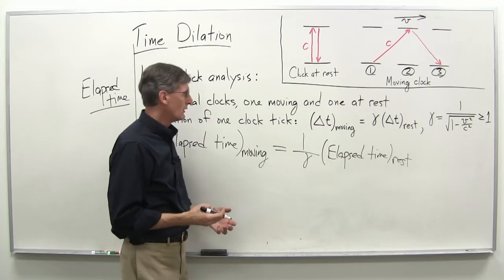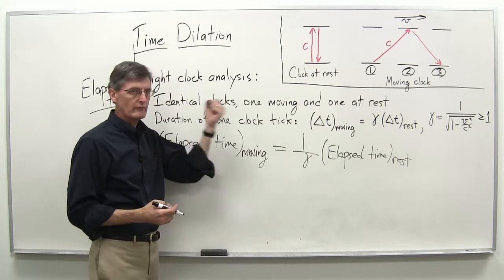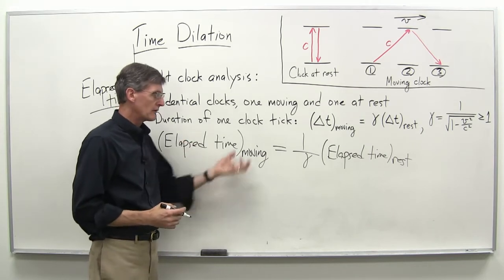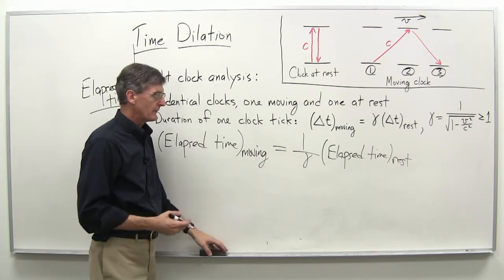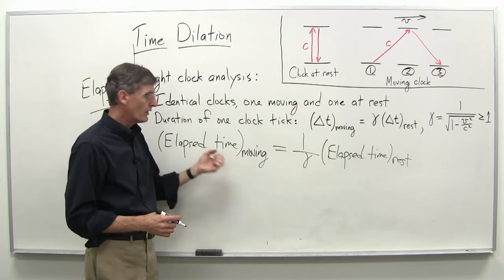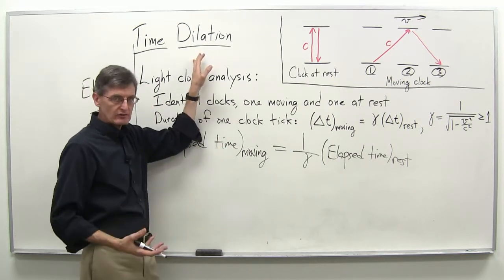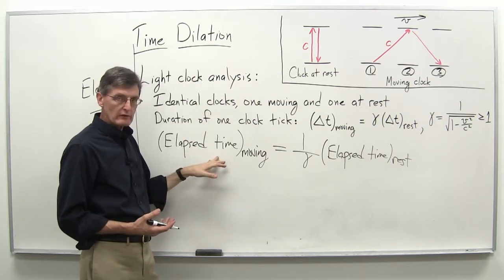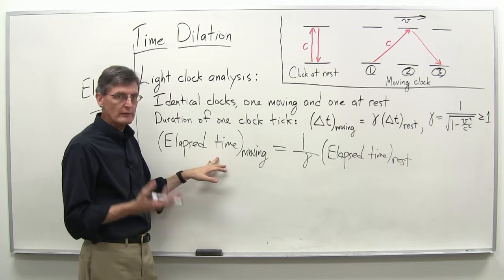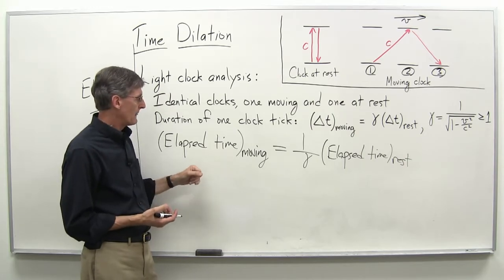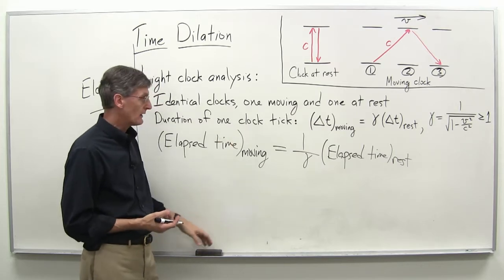Very important point. It's Bob's observation of the moving clock, or whoever is observing that moving clock, who sees the elapsed time of the moving clock as 1 over gamma times the elapsed time on their identical clock at rest. So this is where we get time dilation, as we mentioned previously. The moving clock here runs more slowly. Moving clocks run slowly compared to an identical clock at rest.